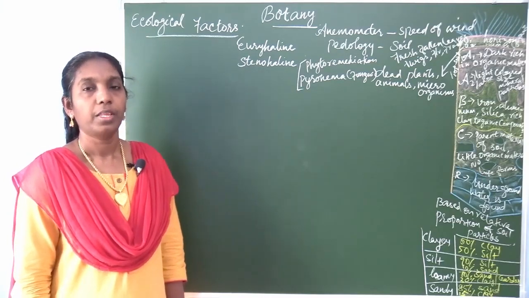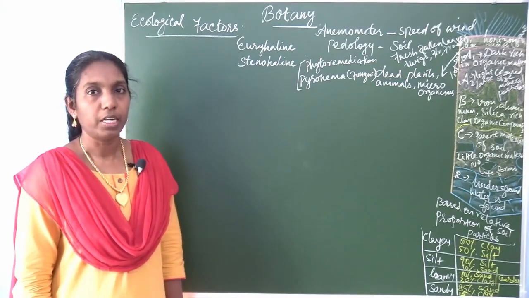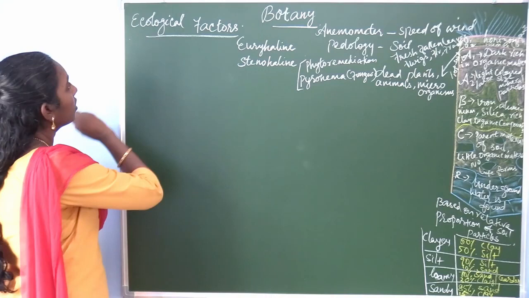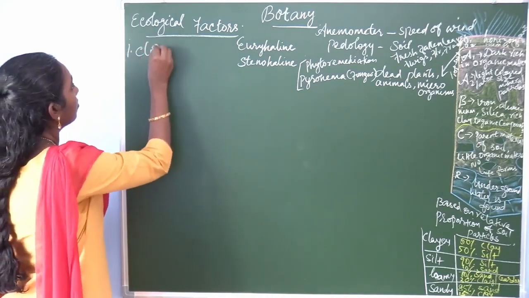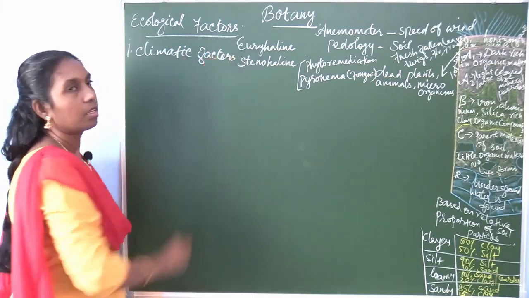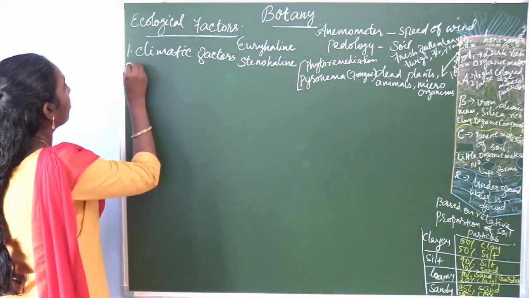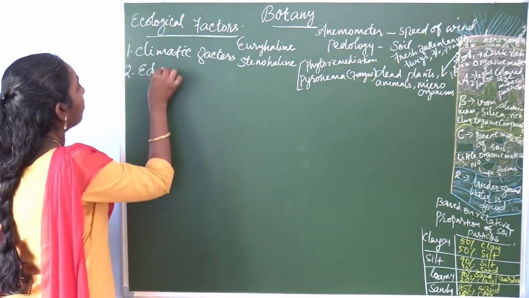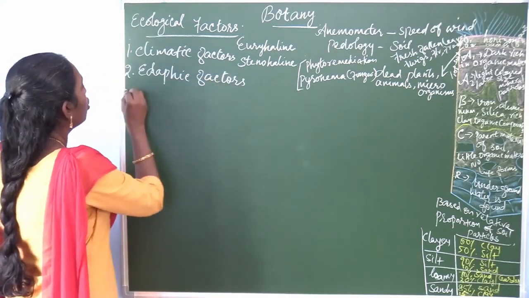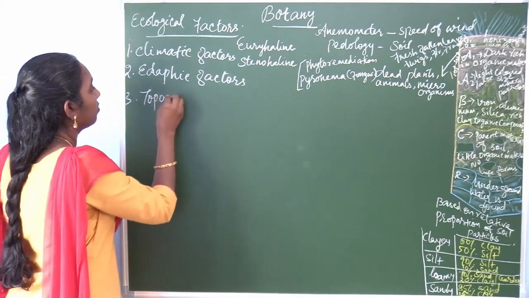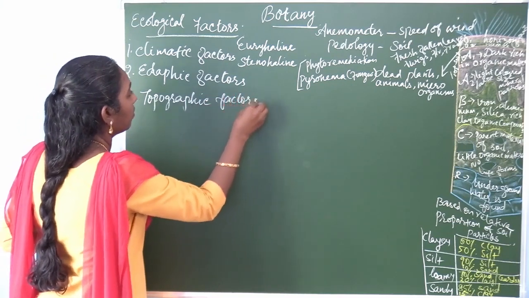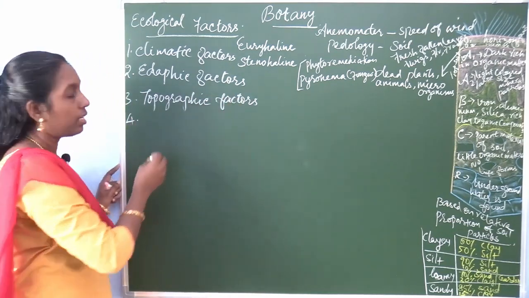Ecological factors. Ecological factors are grouped meaningfully under 4 different types. They are climatic factors, edaphic factors, topographic factors, and biotic factors.